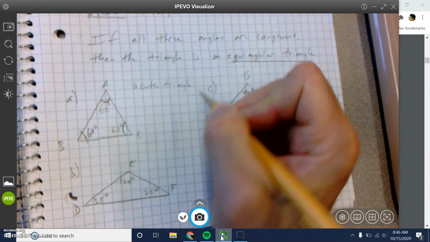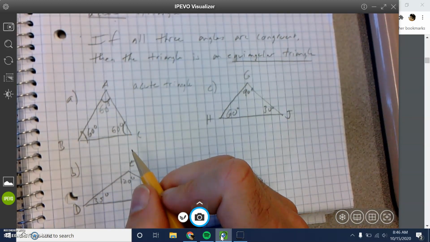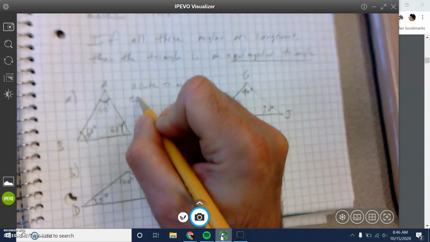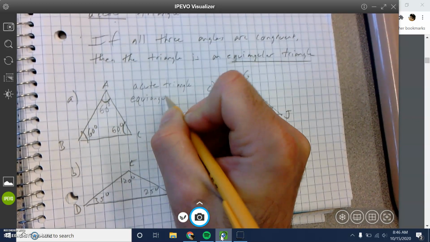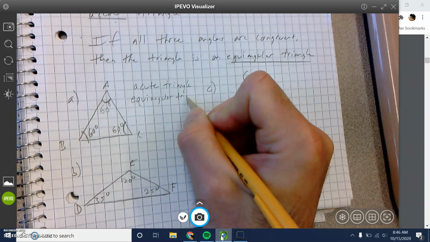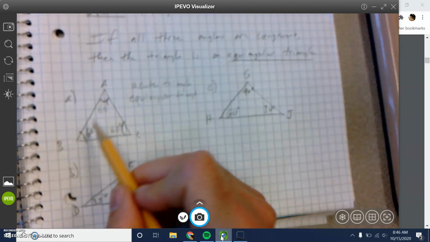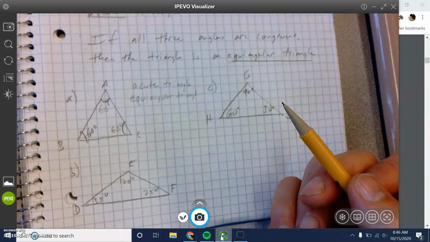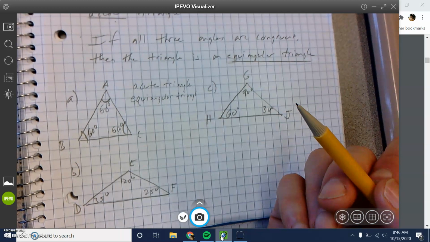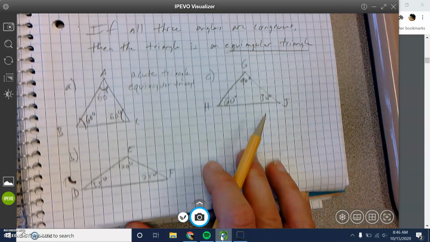This is an acute triangle. Write that down. Also, what else is it? Yeah, it's an equiangular triangle. Why? Because all of the angles are congruent. They're all 60 degrees. So this one actually has two names. Cool. Let's do B now.